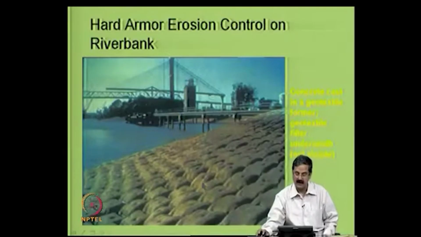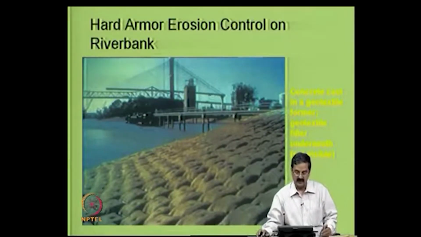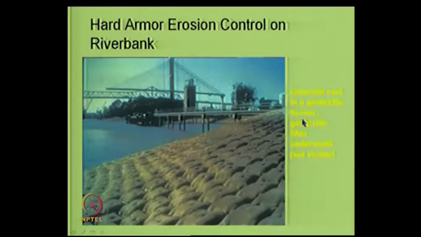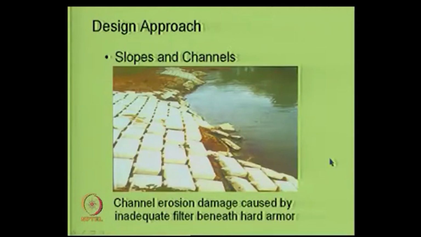So, people may try to provide some sort of erosion control measures on river banks like this. In fact, this is a concrete cast in a geotextile form, and a geotextile filter is provided, of course, it is not visible. Some of these measures use the concept of geotextile bags, instead of stone pitching. Stones are okay, but you can also design geotextile bags, where you put a lot of sand into the bag, making a small containment system, and place it here like that.